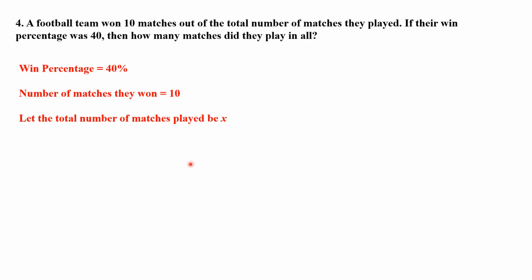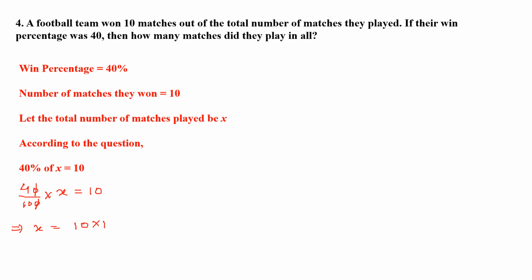Now I'm going to use that relation. According to the question, 40% of X is given as 10. Now I have to solve it. 40% means 40 by 100 into X will be equal to 10. I can simplify it, and then the value of X will be 10 into 10 by 4. 10 into 10 is 100, divided by 4, which gives 25. So from here I can conclude that they have played 25 matches in all.